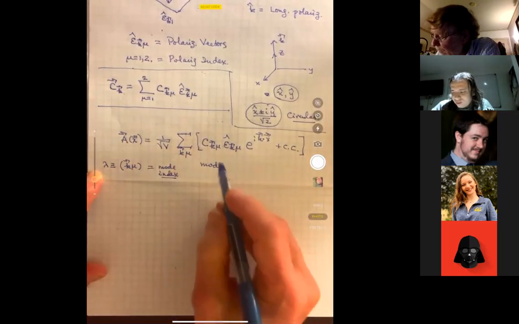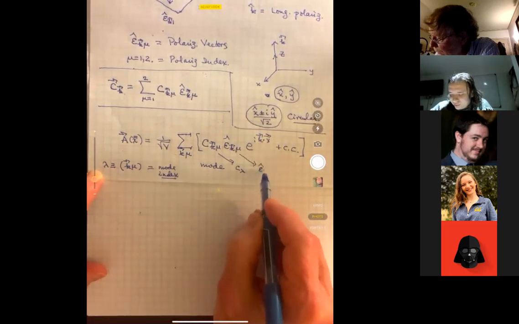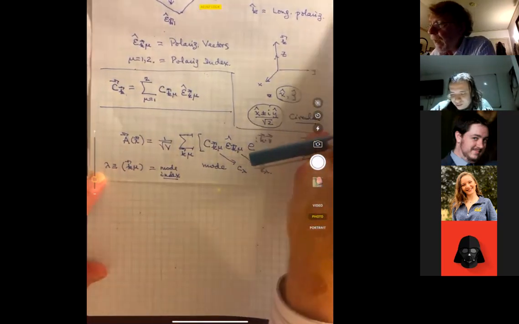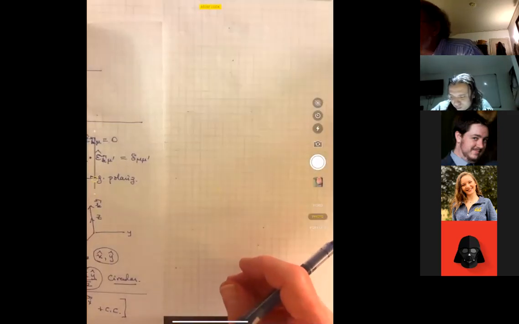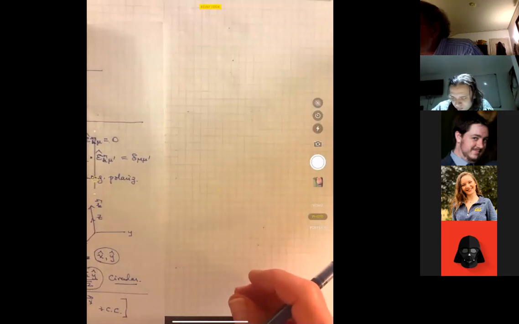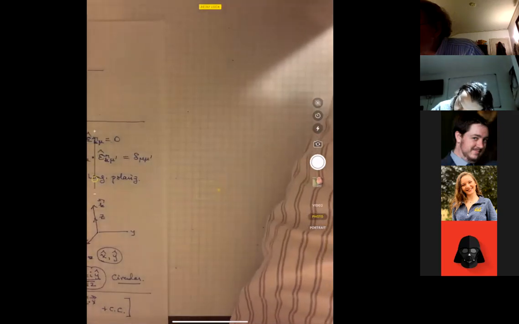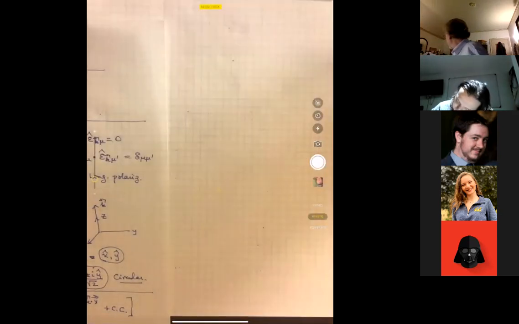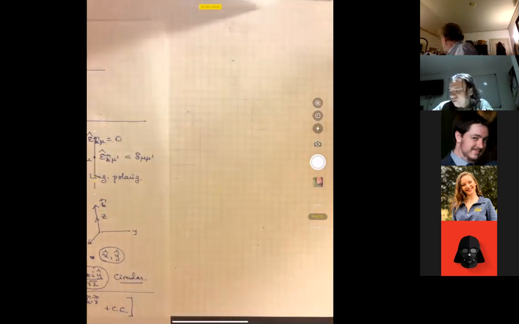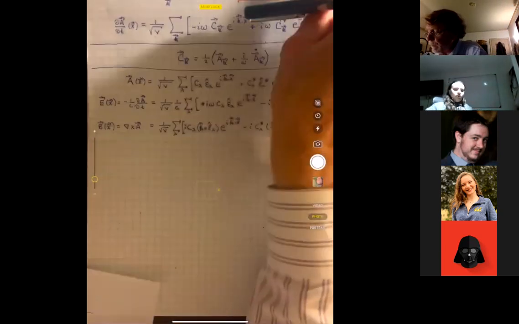And if I do, then I can write this thing as just C_λ, and the polarization vector is ε-hat_λ. And if we do all of that, then we get a mode decomposition of the electromagnetic field in this form. Let's see, do I have it here? Yes, I do. Here's what I want. It looks like this.